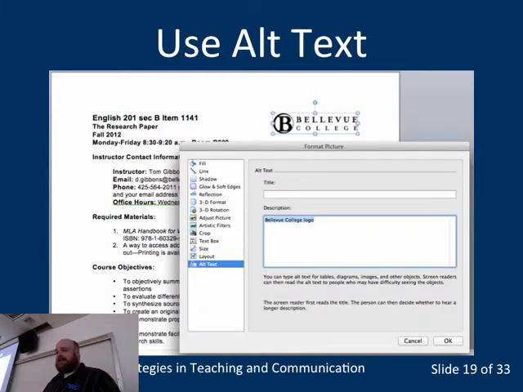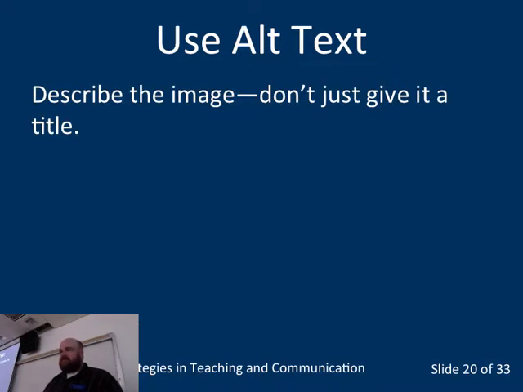Using alt text on images. In Word, when you're creating alt text, always use the description box. Do not use the title box. The description box will come over into multiple applications. The title box is just something that Word has put in for some reason, but it's not useful in accessibility. So describe the image. Don't just give it a title when you're making alt text.